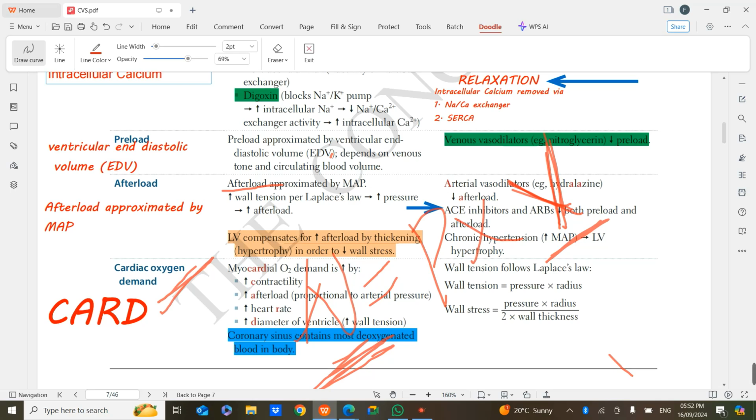They now say, what do you think is going to be increased in this patient? So the answer will be cardiac oxygen demand. So you can go into the exam and say that you've forgotten, and you now think through the cardiac oxygen demand.